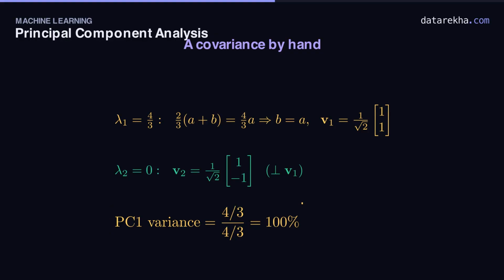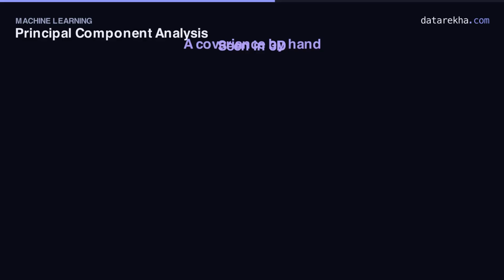And that makes perfect sense. Those 3 points sit dead on a straight line. So there is exactly one direction of spread. PC1 captures everything. The second component is pure 0.